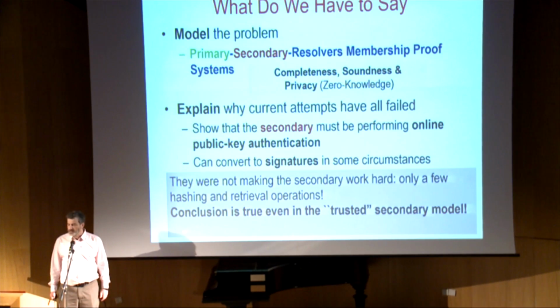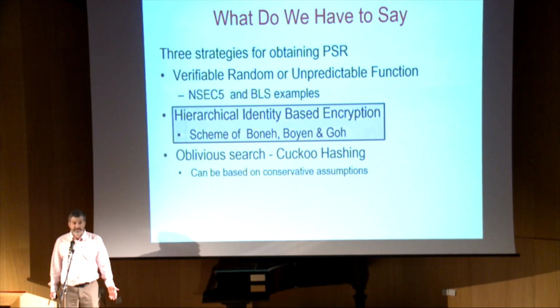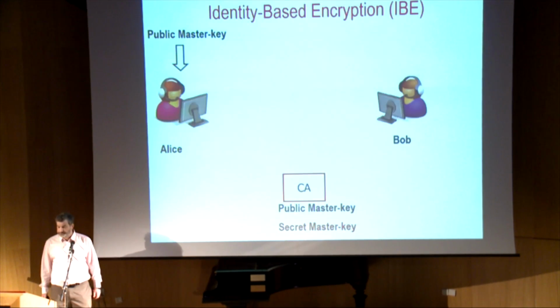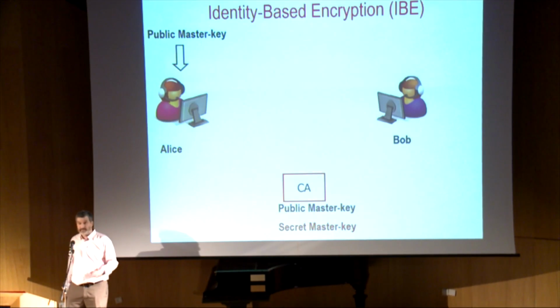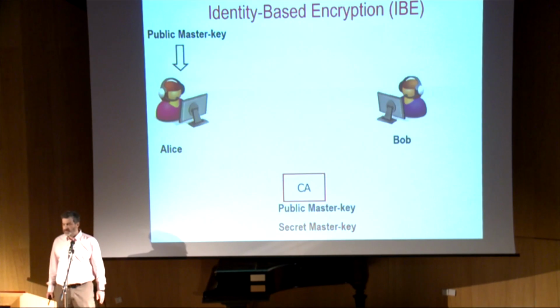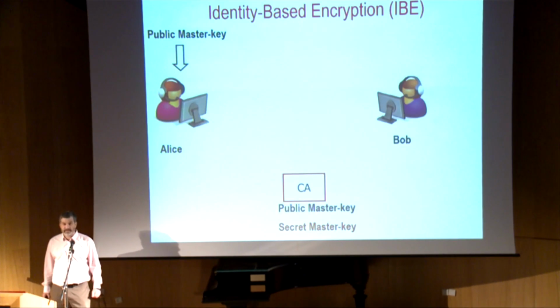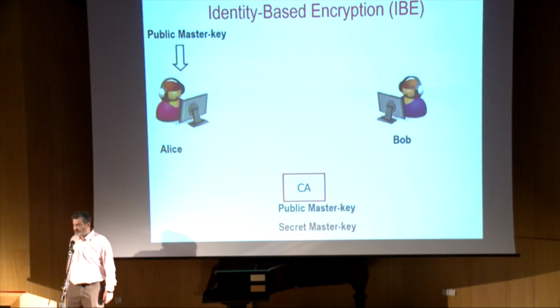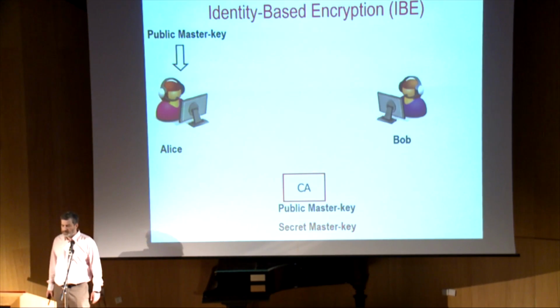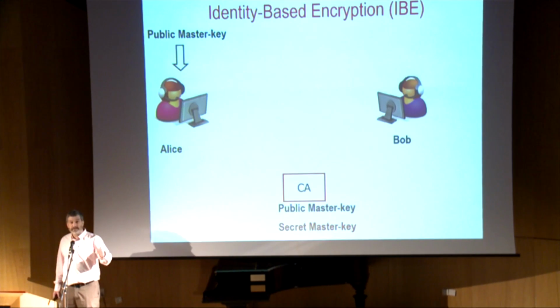Okay, so let's see a construction based on HIBE, on hierarchical identity-based encryption. Let's start with identity-based encryption, which became famous about 15 years ago with the construction of Boneh and Franklin, but was suggested by Adi Shamir maybe 30 years ago or more. It's sort of something in between a public key and a private key.